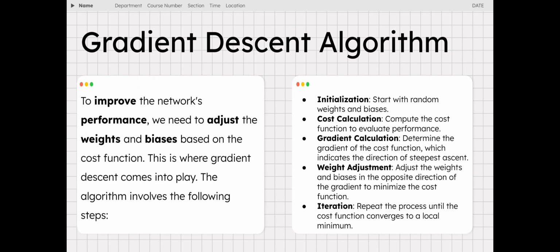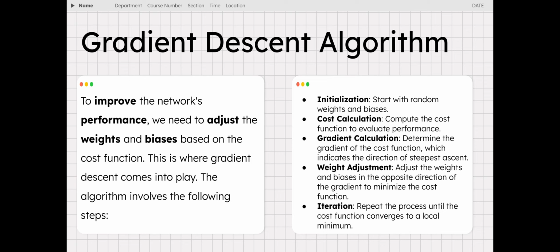The gradient descent algorithm is used to improve the network's performance, adjusting the weights and biases based on the cost function. This is where gradient descent comes into play. The algorithm involves the following: initialization, cost calculation, gradient calculation, weight adjustment, and iteration.